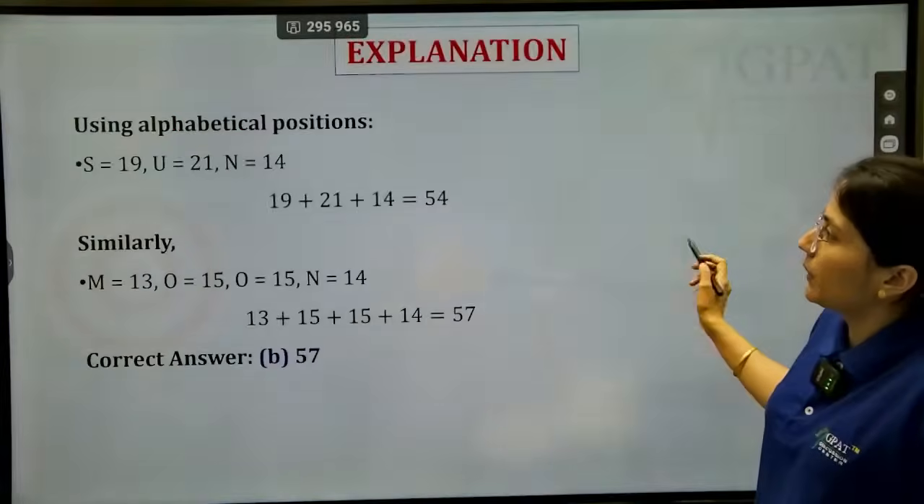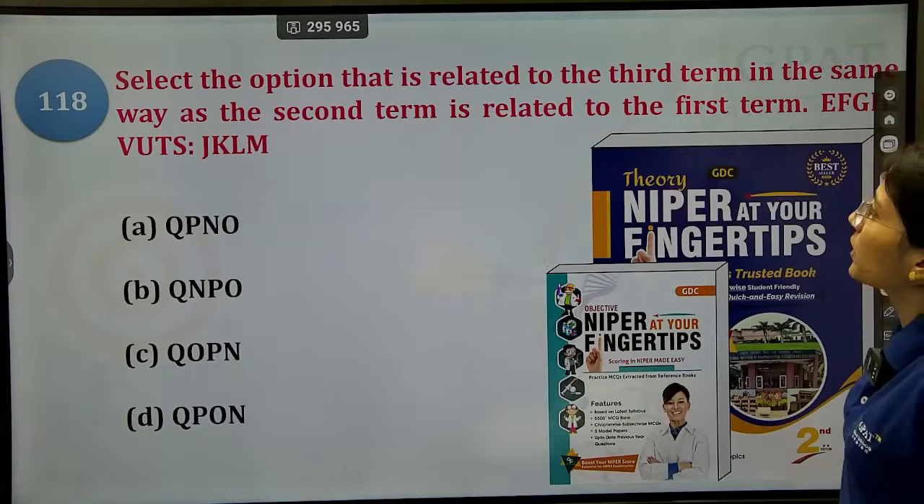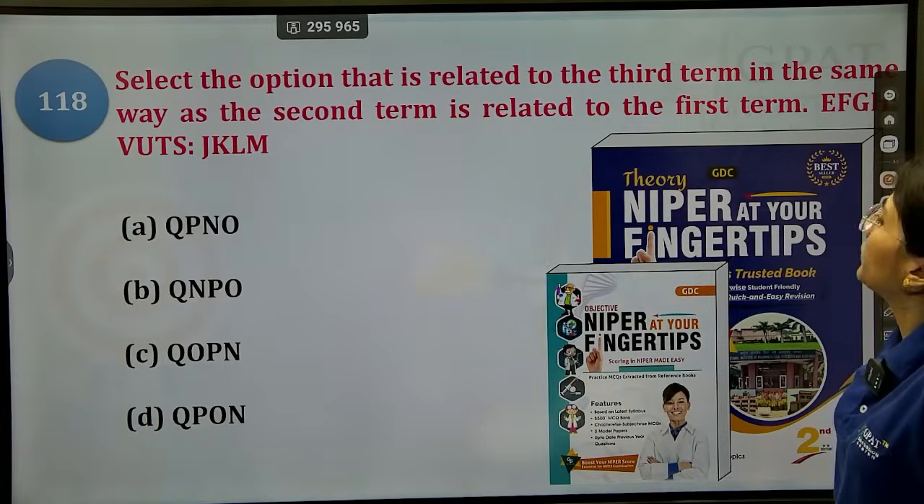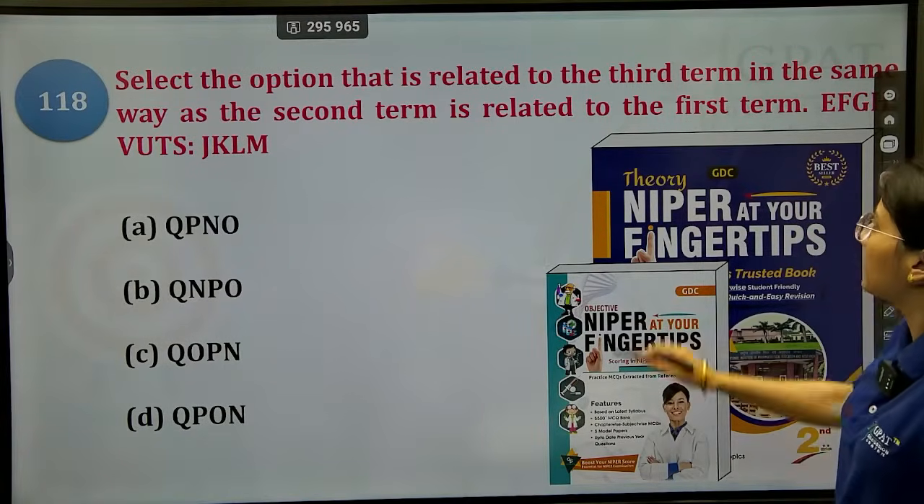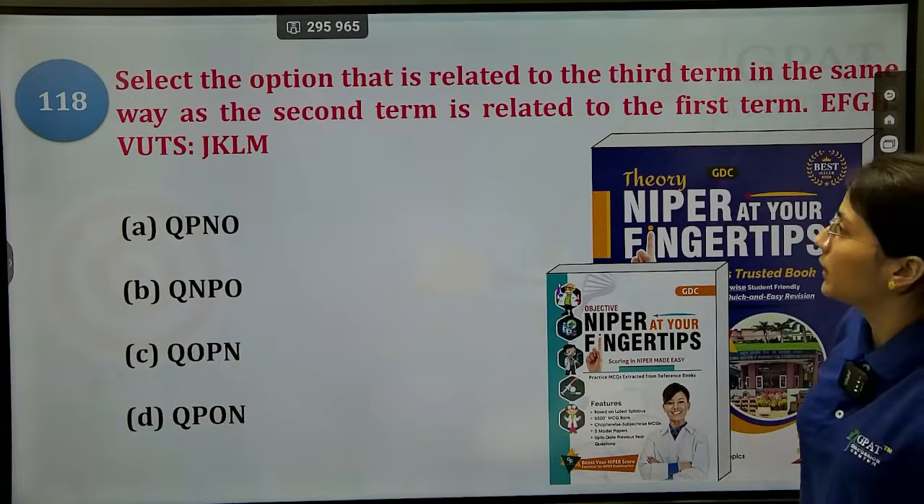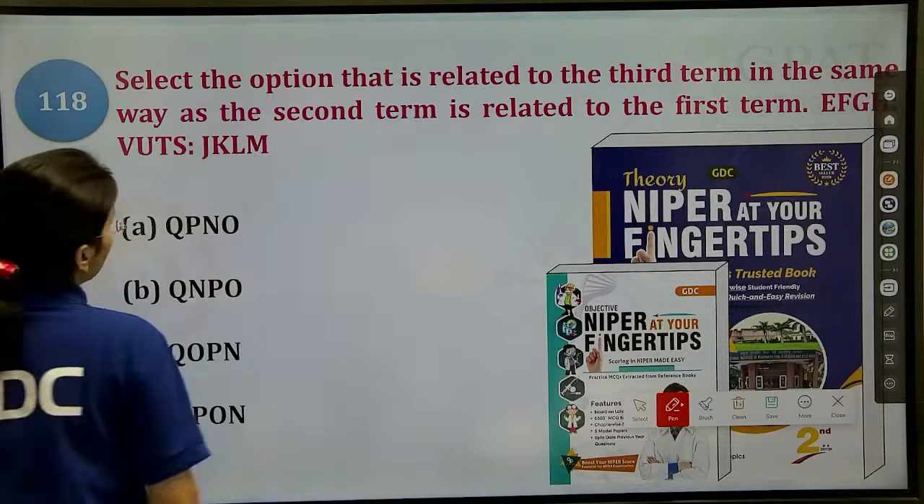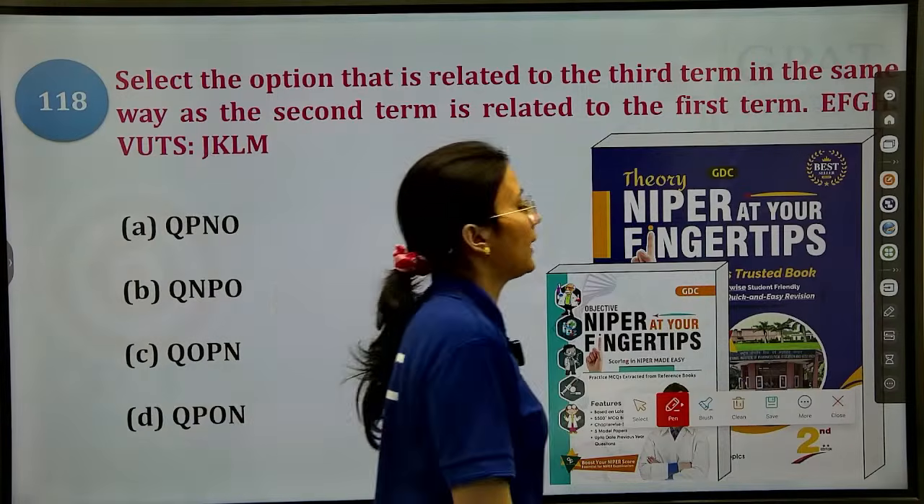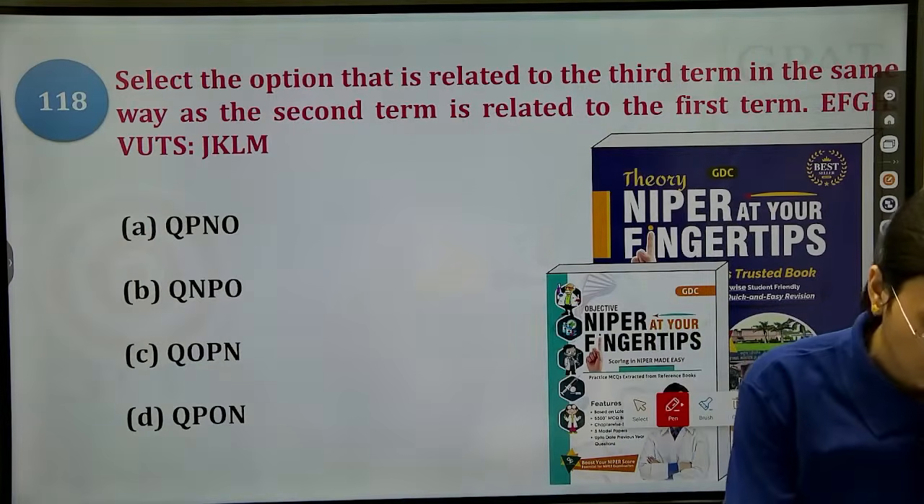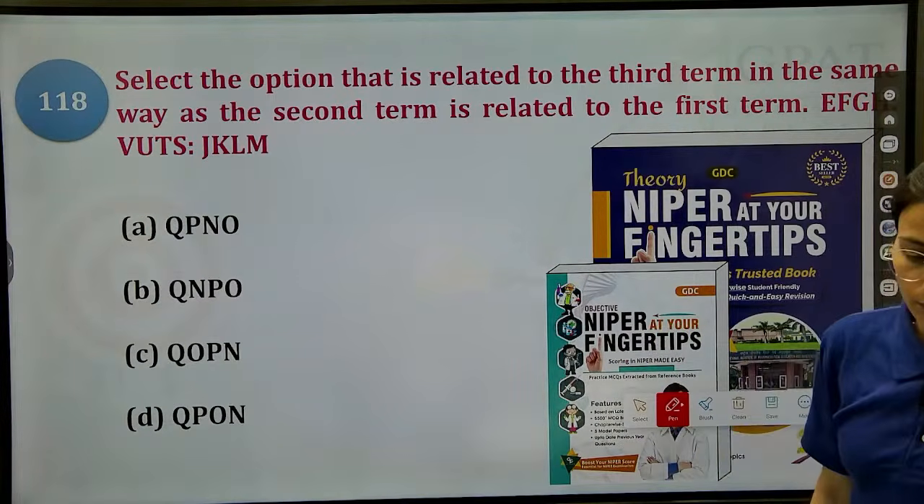Now move to the next question, question number 118. Select the option that is related to the third term in the same way as the second term is related to the first term. EFGH, VUTS, JKLM. Now the answer is what?